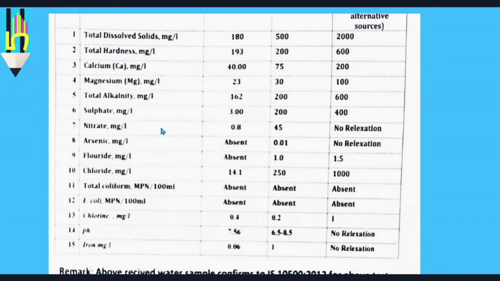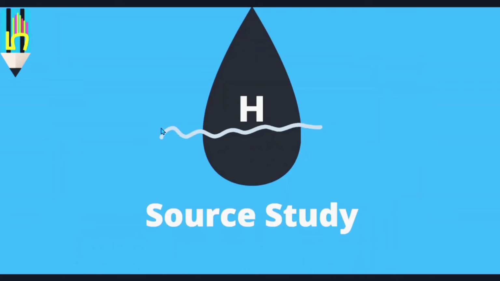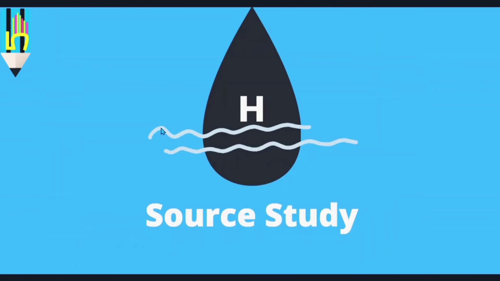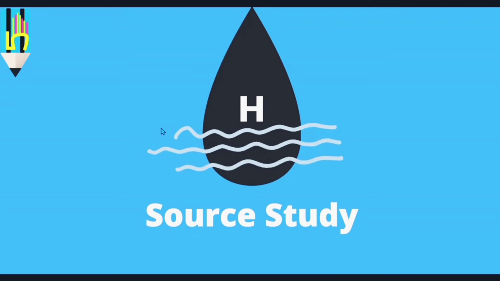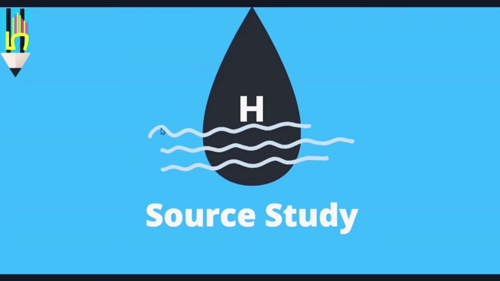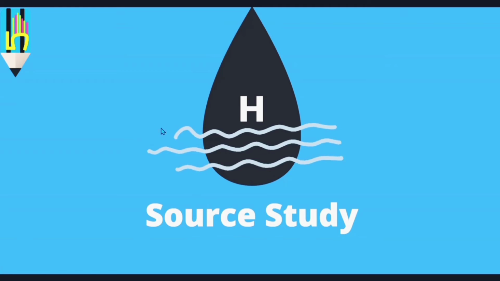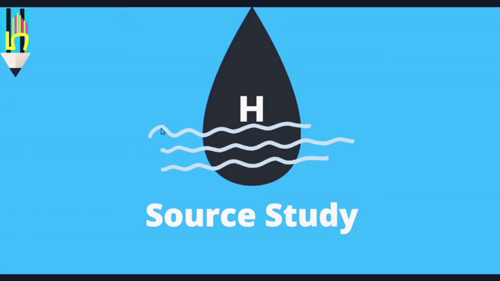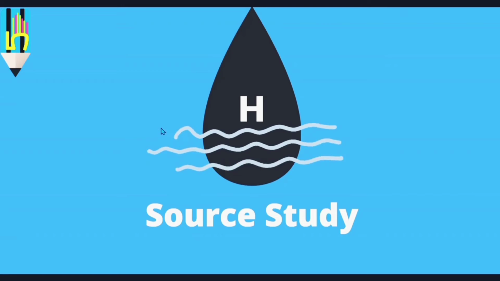As you can see, this is how it will look: the total dissolved solids, total hardness and all. They will give you everything, and at the end they will give you a remark whether your water is good for use, or if not, what kind of treatment it needs. Then one very important thing is source study. Let's say there is a place and somebody said that we need 200 MLD of water after 30 years. We will have to check whether the groundwater is sufficient for supplying 200 MLD, meaning 200 million liters of water per day. So for that we conduct some source studies.